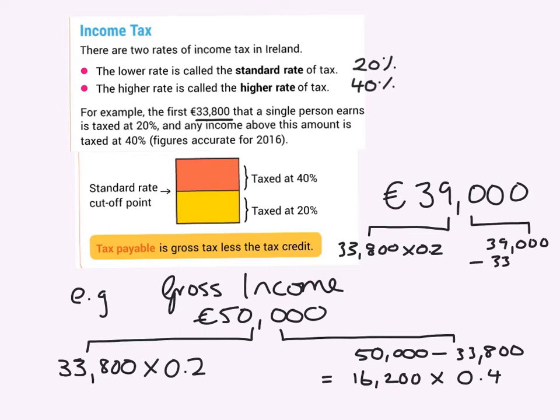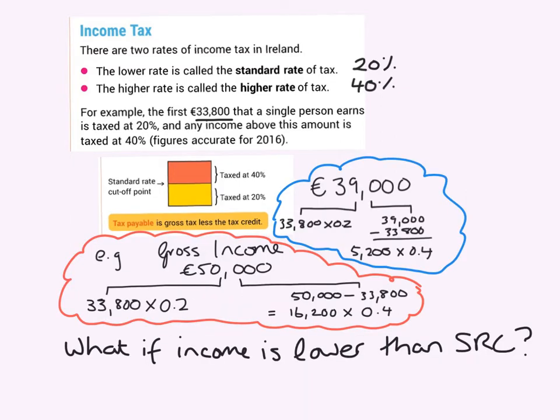Minus 33,800. And when I do that, 39,000 minus 33,800, I get 5,200, and that's going to be taxed at 0.4%. Okay. Just one question students always tend to ask me: what if the income is lower than your SRC? So what if, for example, you have somebody who's only on 30,000 a year?